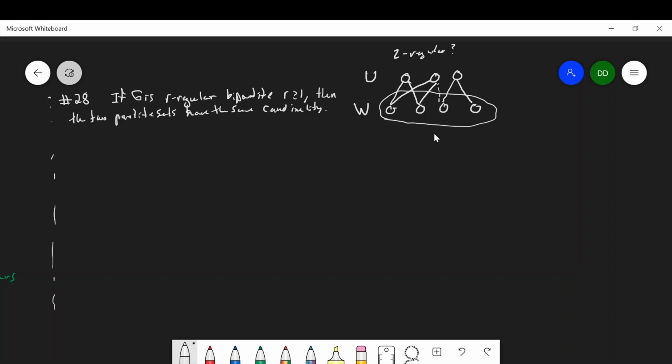This is a special property of bipartite graphs, is that if I want to know the size, I can just add up the degrees in exactly one of the partite sets, and that'll tell me the size. So not twice the size, exactly the size.